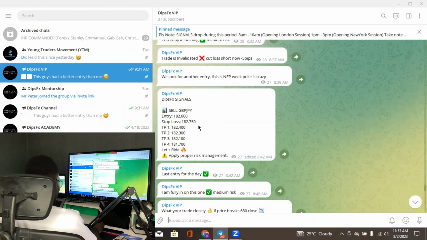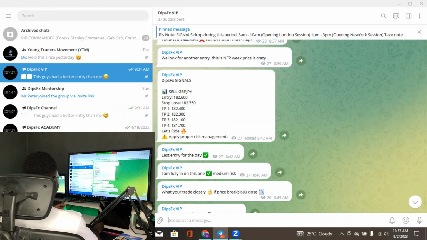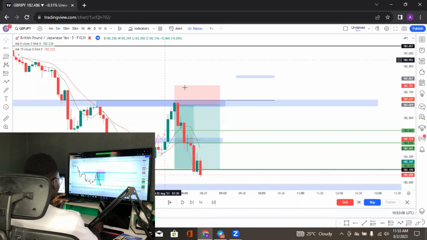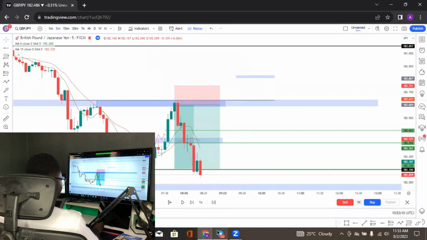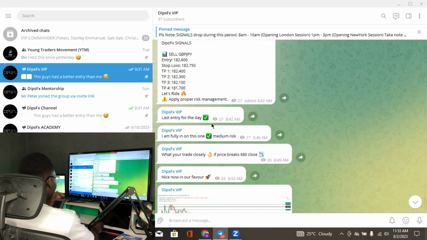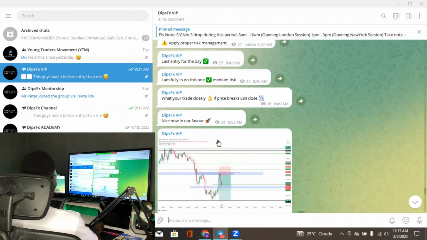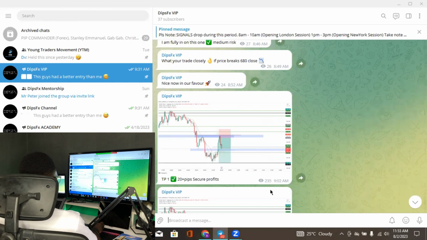This is NFP week spread. So this was when I sent the second signal, as you can see, 600, and our stop was at 750. And then boom, guys, last entry for the day. I'm fully in on this one. So I stacked this one and I was aiming for our third TP.